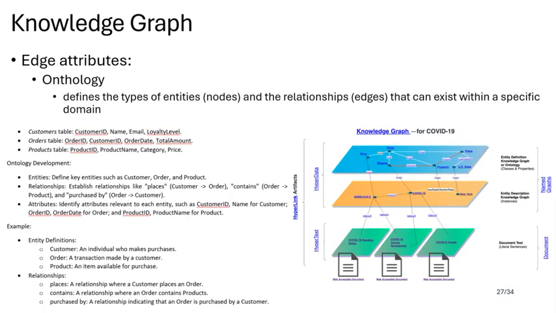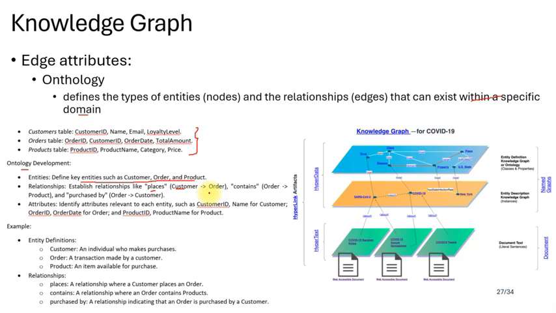Now we have to identify the edge. The identifier of the edge is to identify the relationship from one node to another. One way to identify it is a method called ontology. The ontology defines the types of entities and the relationships that can exist within a specific domain. For example, in SQL, we have three tables here, and each table has its specific columns. Then we can develop an ontology like this. We define key entities such as customer, order, and product, and then we establish relationships such as place, such as the customer has some order.